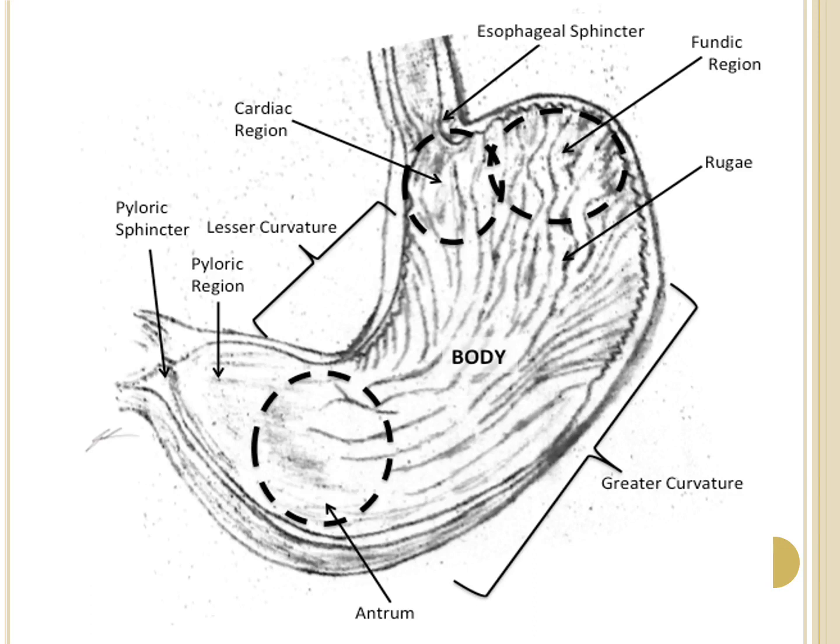Coming away from the greater curvature will be the greater omentum, which will anchor the stomach with the rest of the alimentary canal within the abdominal pelvic cavity. To the superior lateral margin of the cardiac region, we have what's referred to as the fundic region. The fundic region is the area that's going to allow for regurgitation during peristaltic waves within the stomach.